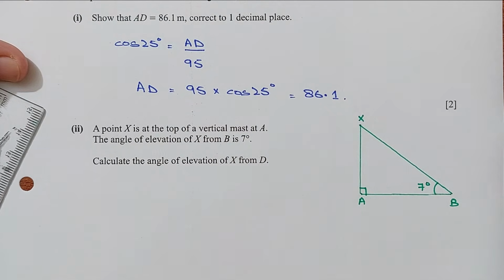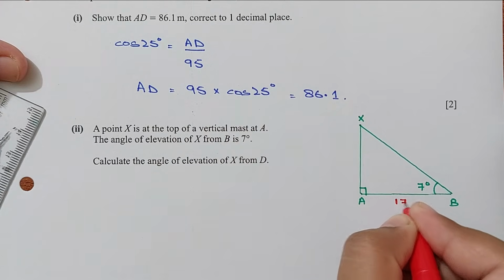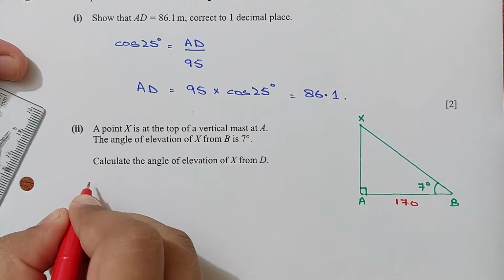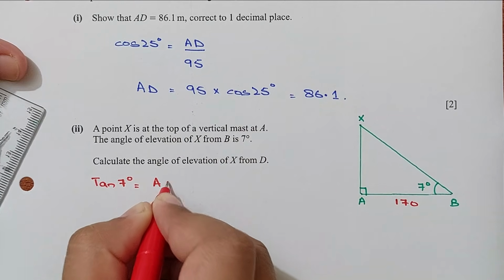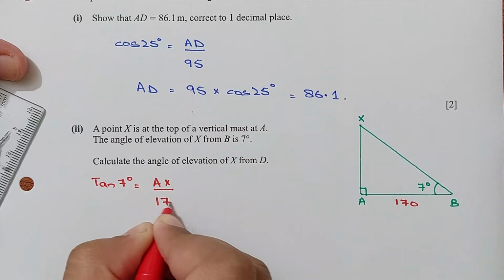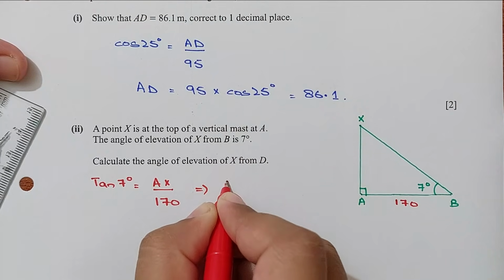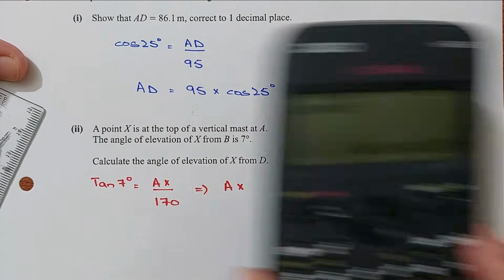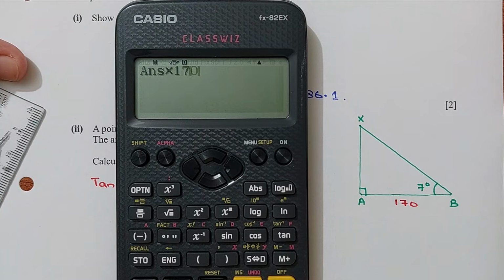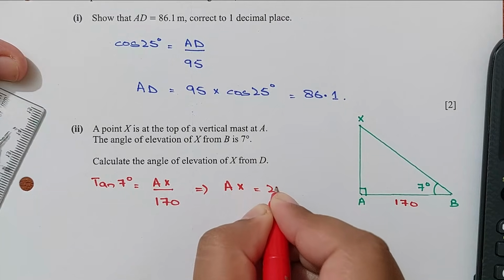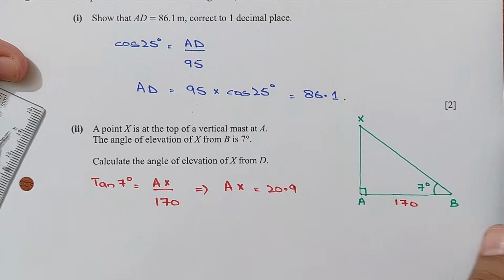Let me solve for AX first. So AB we have given is 170. So what is AX? If I can say tan 7 degrees, this is opposite AX over adjacent 170. So from here we have AX equals 170 times tan 7, which is 20.8, 20.9 if I round it, right? So we have AX, right?